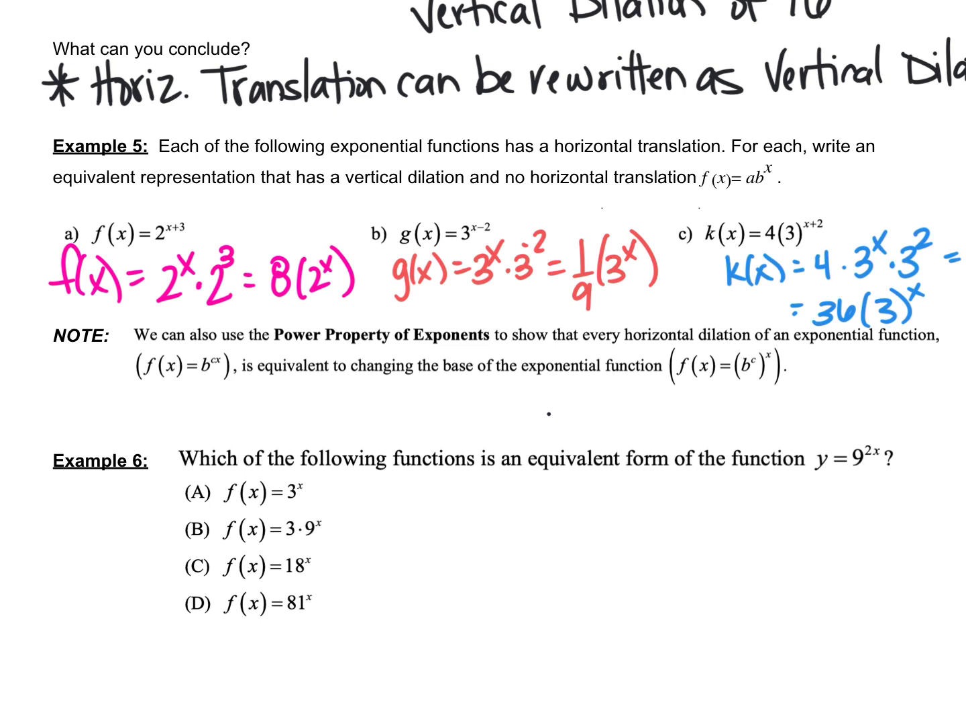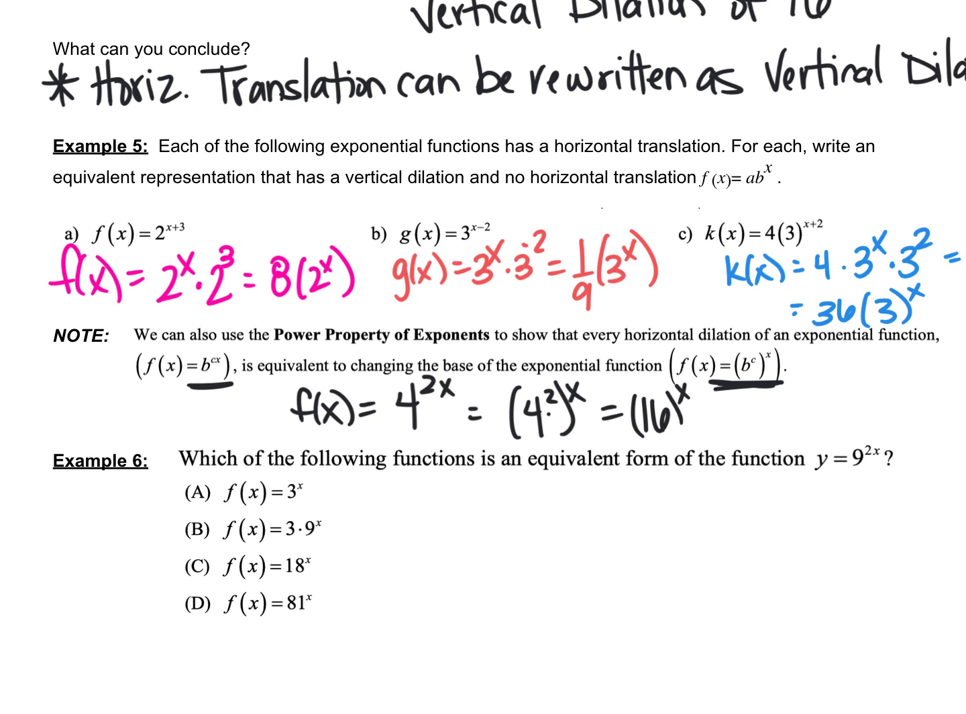Basically, we can do that by changing the base. So if I had, for example, f of x equals 4 to the 2x, that's the same thing as 4 to the second raised to the x. And my base is really just what? 16. So that's what that's saying. So you can actually change the base in your exponential function.